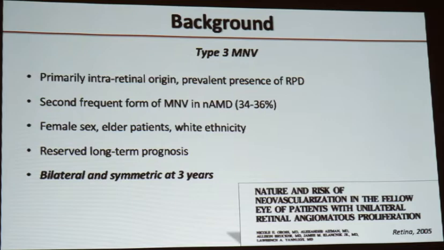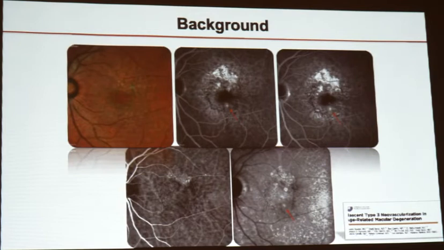But thanks to the introduction of OCT angiography, we have described a new entity in this collaborative study that we have called nascent type 3 macular neovascularization. This is a patient affected by a small type 3 macular neovascularization. You can see here the small hotspot in the late phases of ICG angiography.